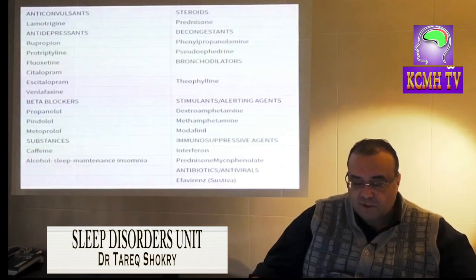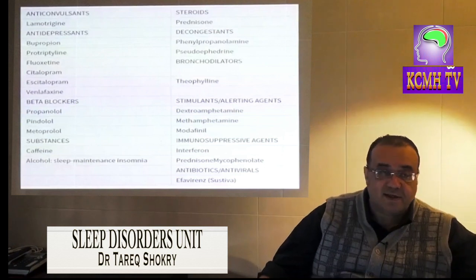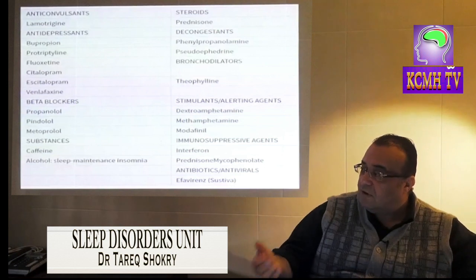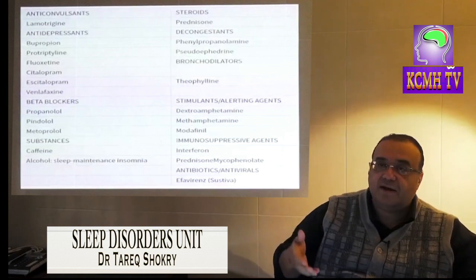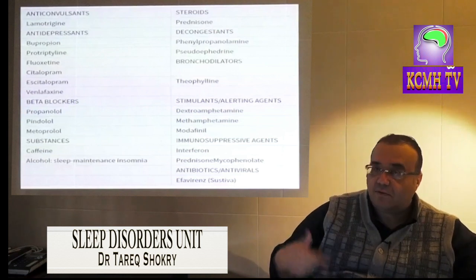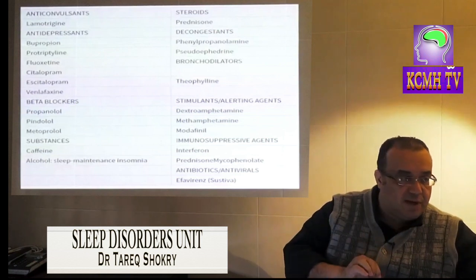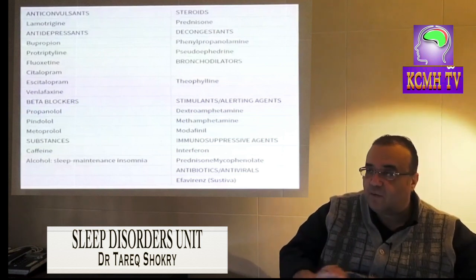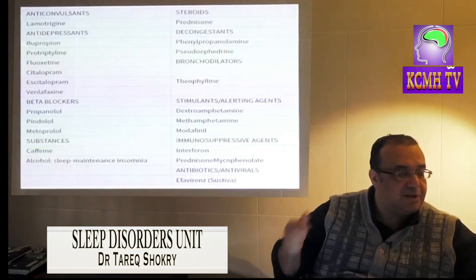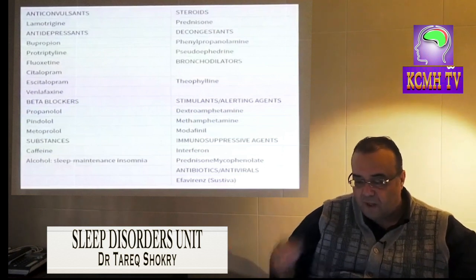Substances: caffeine of course, and alcohol. Alcohol is very interesting. Most of us know that when you start taking alcohol, at the beginning it can initiate sleep well, but the problem is that continuing to take alcohol will lead to sleep maintenance insomnia. That's to say, interrupted sleep all through the night. You can start your sleep or initiate it normally, but the problem is that the sleep will be interrupted at night.